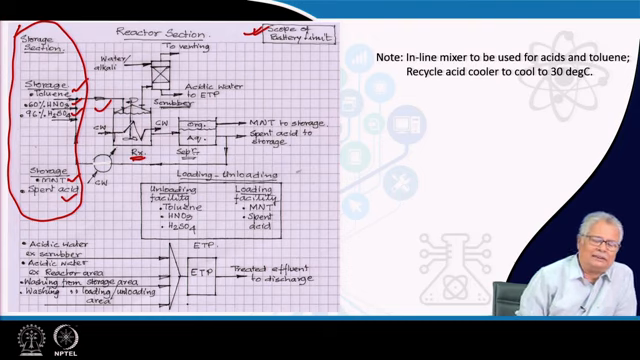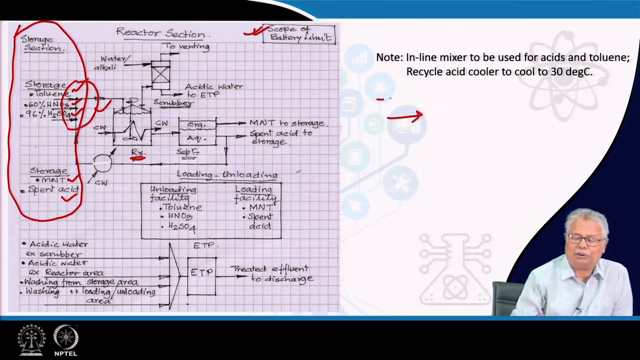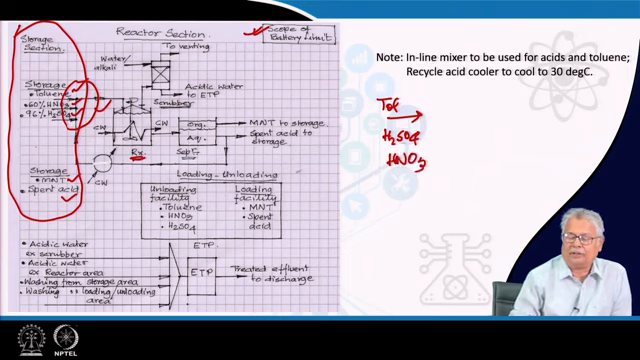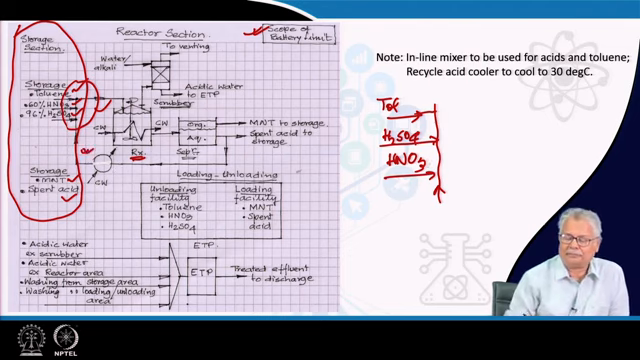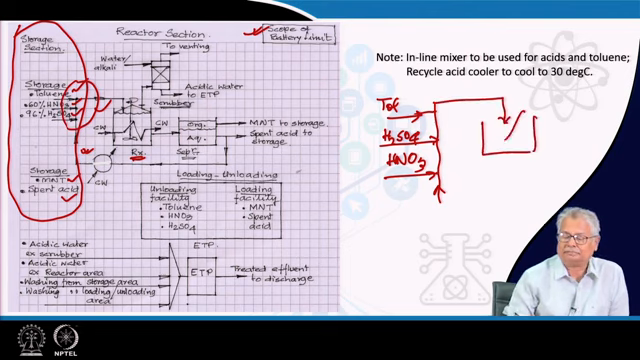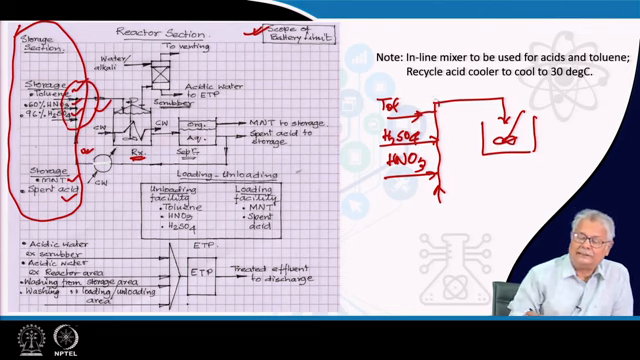You will find that all these are mixed. That means you have your toluene, you have your H2SO4, you have your HNO3. All these three are mixed, and they are mixed with a recycled stream as well. It is the recycled stream of the spent acid, and it is sent to your reactor. Now, this is a mixing arrangement that you will be requiring.